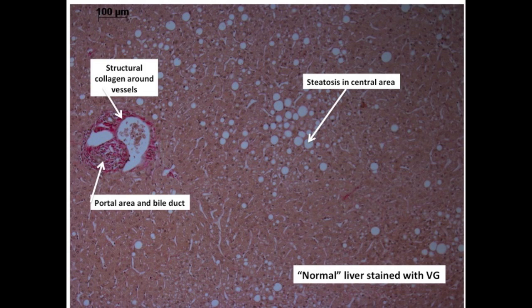This is a Van Gieson stain of normal tissue, and you can see that there's very little pink stained collagen other than to provide structure and support around vessels in the portal area. You can also see the presence of steatosis in the centre of the section.